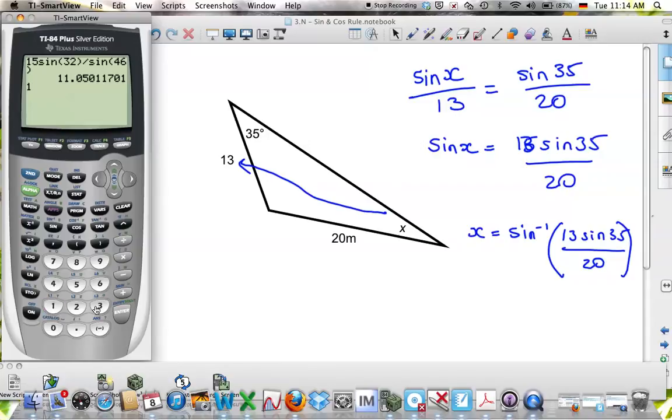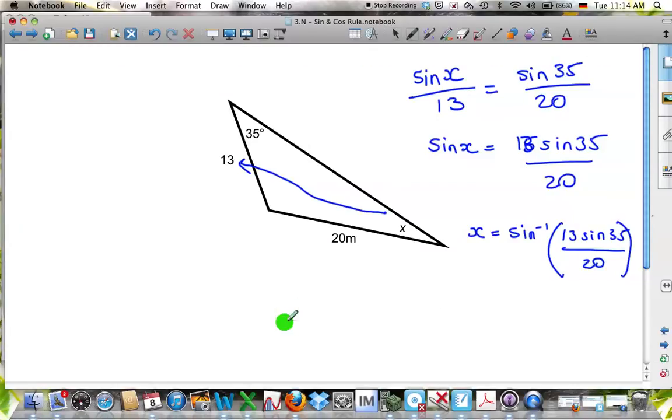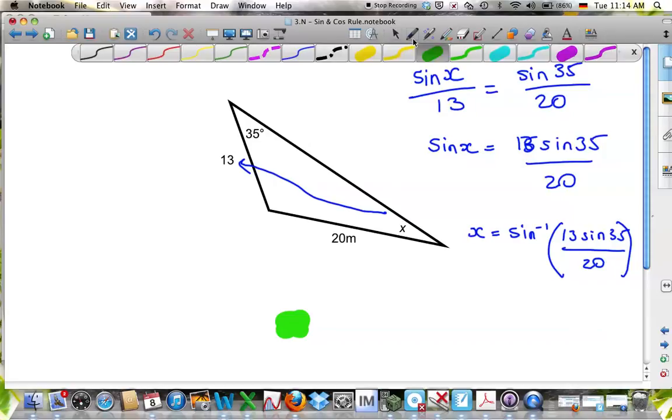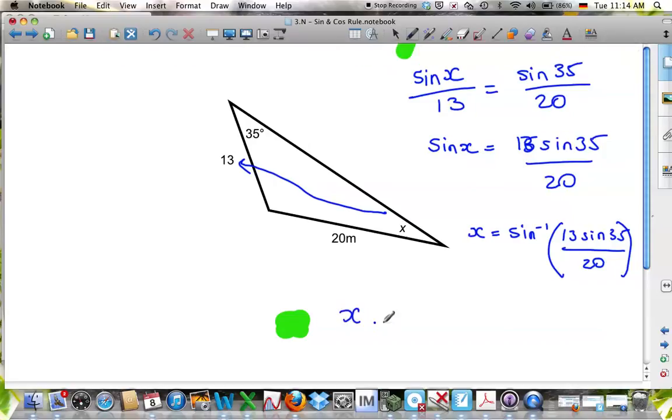So if we just put it in, we have 13 sine 35, again, don't forget to close the bracket there, divided by 20. So that's what 13 sine 35 divided by 20 is, and then we need to take the inverse sine of that answer. And so we get x equals 21 point... it's the one directly underneath it. There we go. So x equals 21.8899, etc. Round to 3 significant figures, and it's degrees.